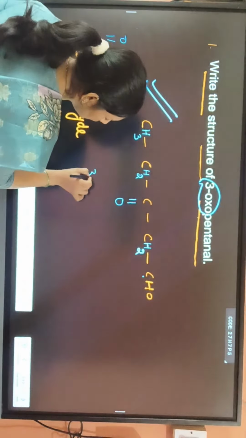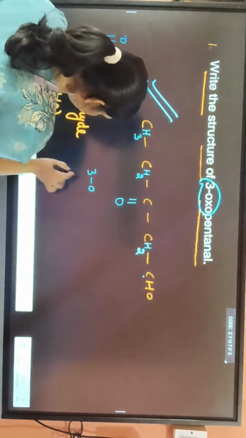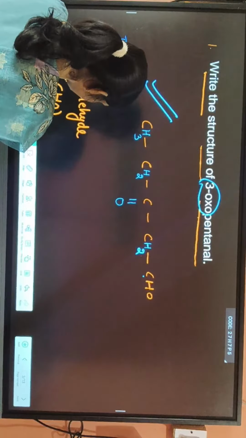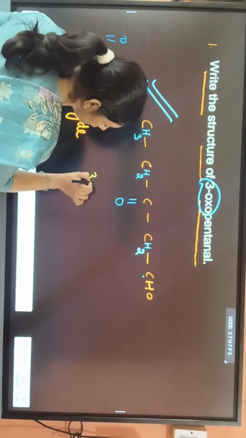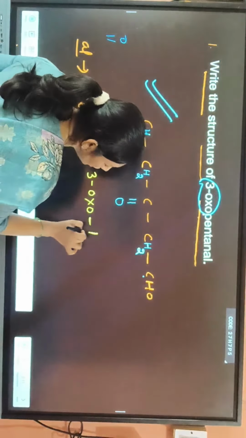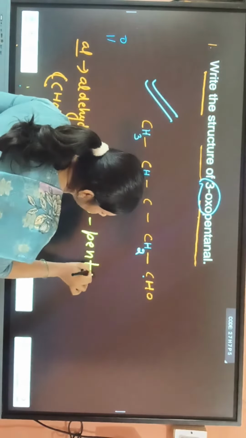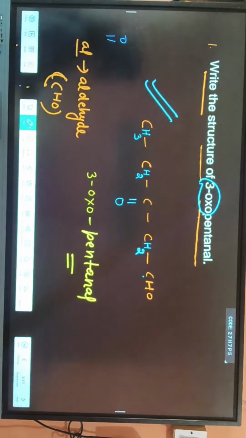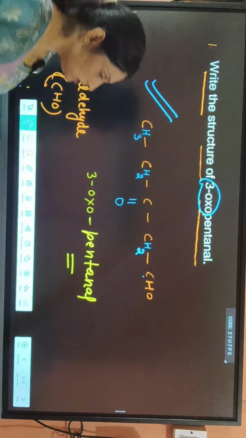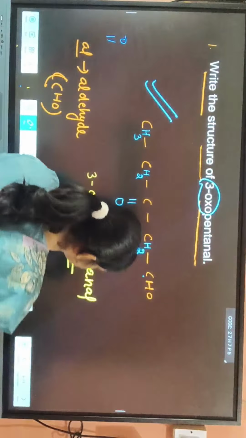This is the structure for 3-oxopentanal. I hope this structure is clear to all students. Is it clear? Yes. So now move to the next question.